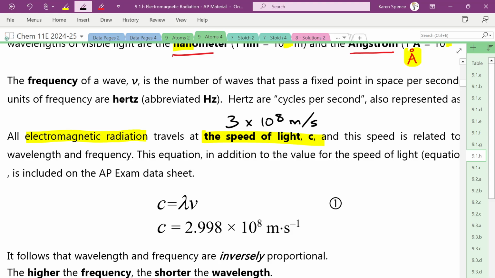Yes? So all of them travel at the same speed of light? All of them travel at the same speed. But they have different wavelengths. So this would mean that some of them technically travel like more distance.